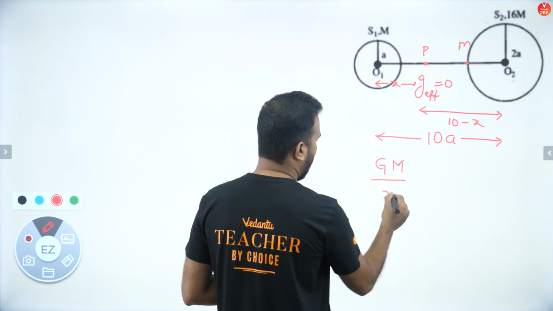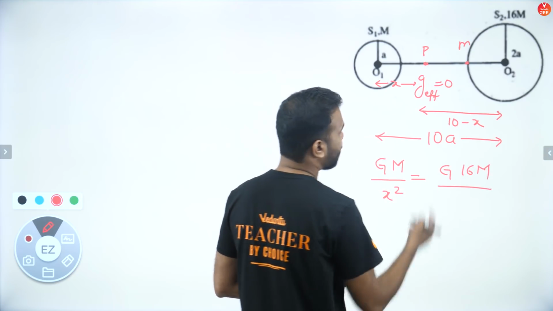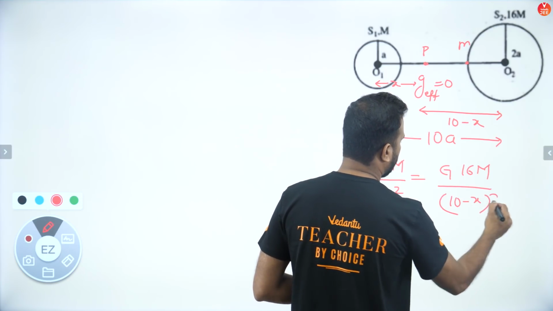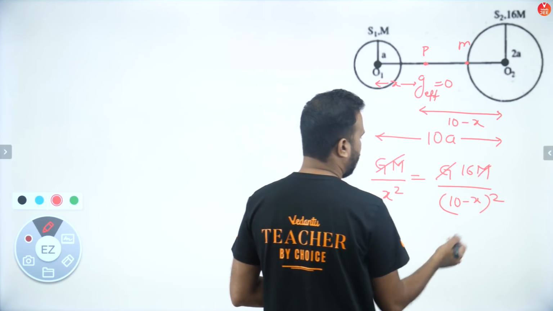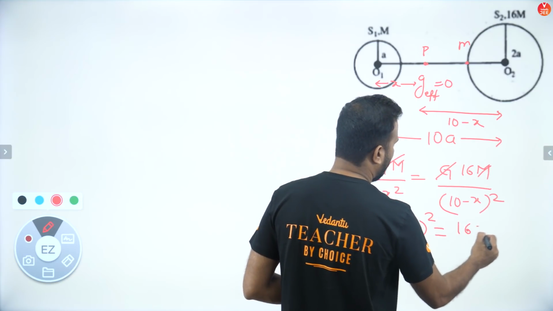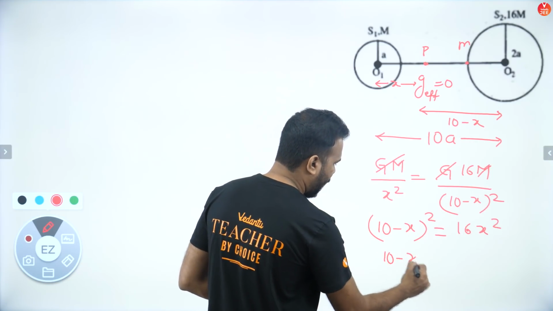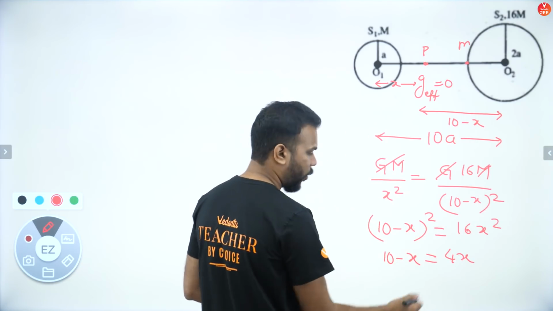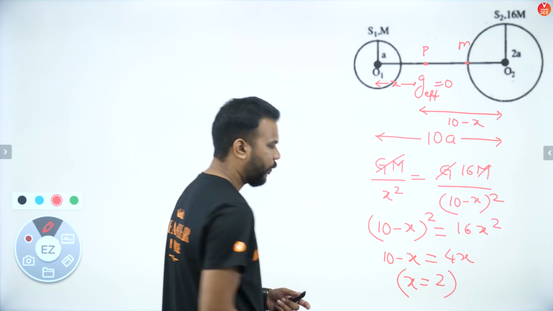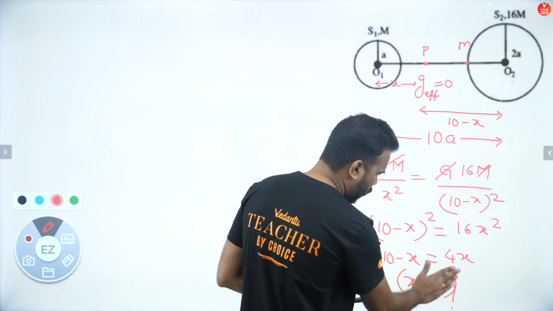Okay, so GM by x square should be equal to G 16M, that's the mass of the second star, divided by (10 minus x) square. So GM gets cancelled, taking things on the other side: (10 minus x) square is equal to 16x square. You can see that's a simple square root. So 10 minus x is equal to 4x. What we get is 5x equal to 10, so x comes out to be 2. Or if we say that the entire gap is 10a, this will come out to be 2a.